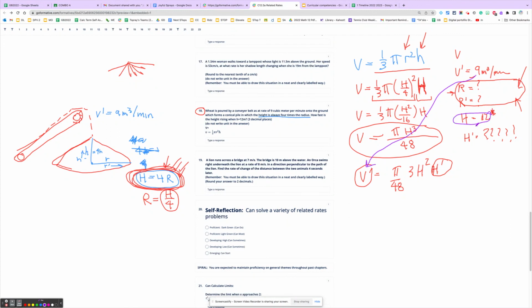We know that 12, and we can put 12 in right now because we've taken the derivative, and we're interested in the height's rate of change. What is the height's rate of change when h is 12? So there you go. We're going to rearrange all that, solve, and call it a day.